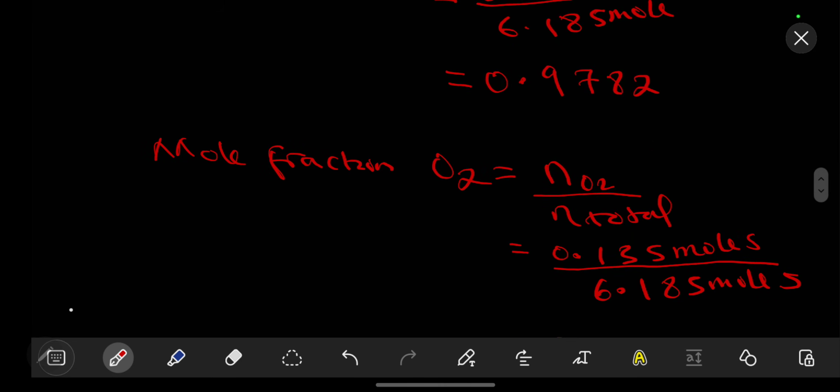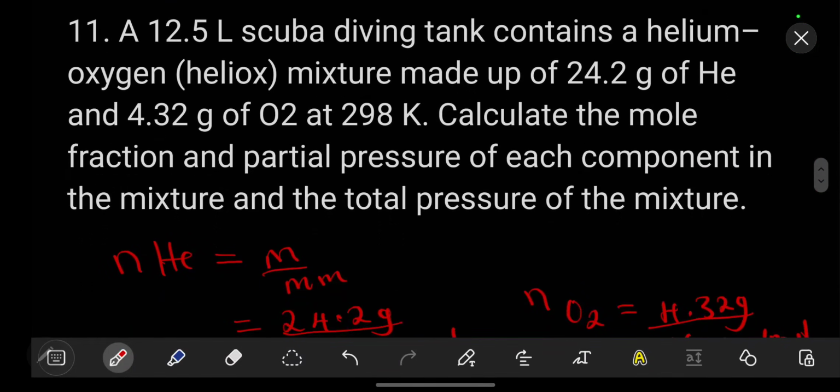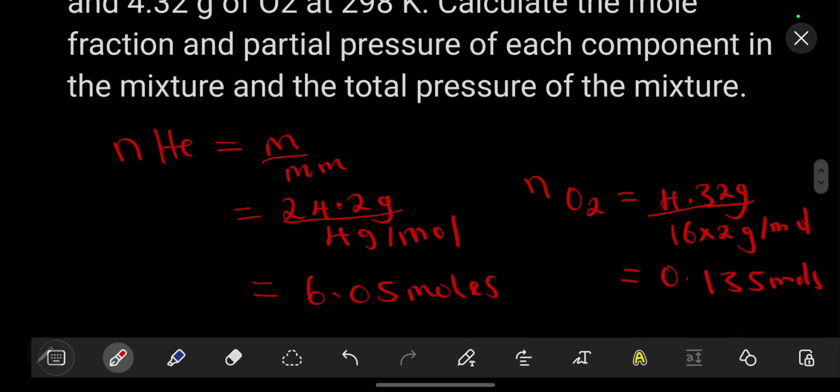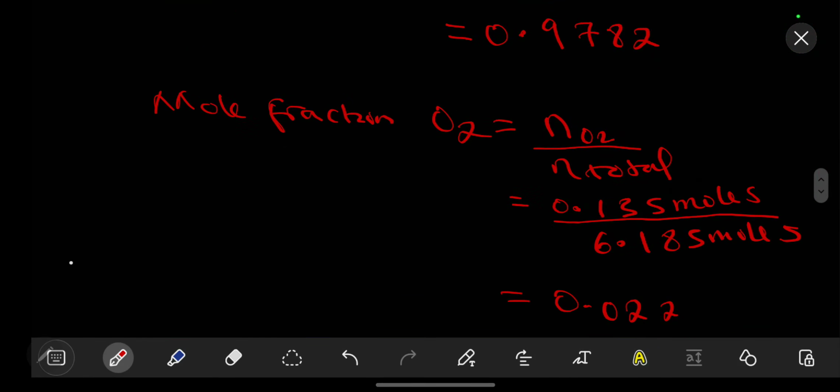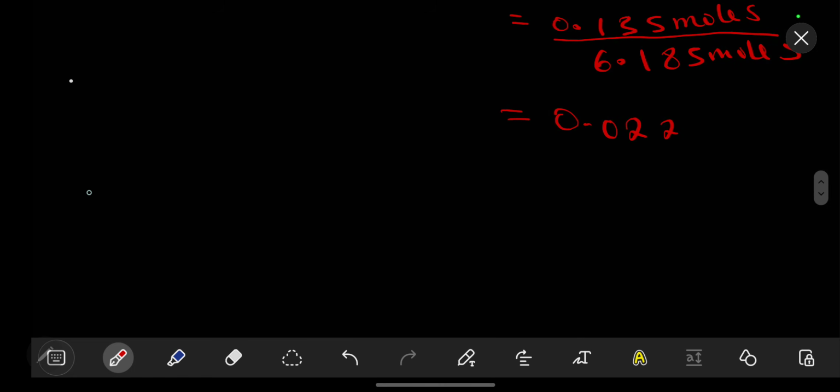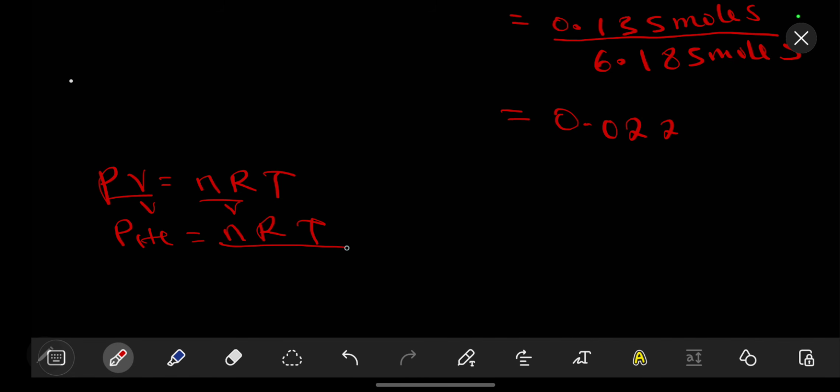The other part of the question says to calculate the mole fraction and the partial pressure of each component in a mixture and the total pressure of the mixture. So we also need to find the partial pressure. The partial pressure is found by PV equals nRT, which has to do with the ideal gas equation. Let's say we are finding the pressure of helium first, which should be equal to nRT over V.